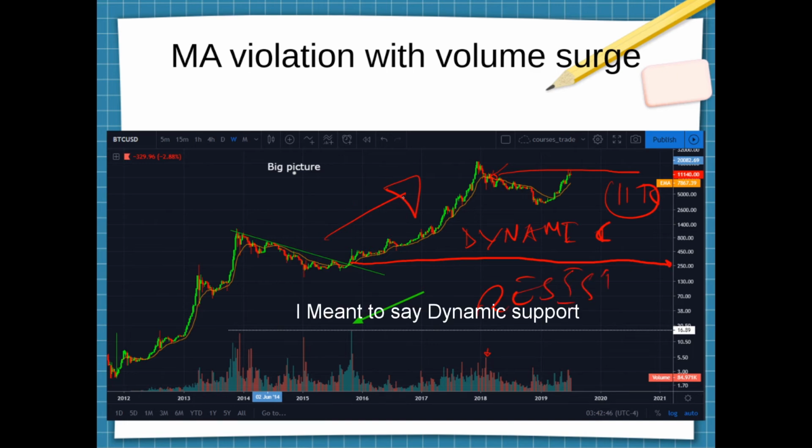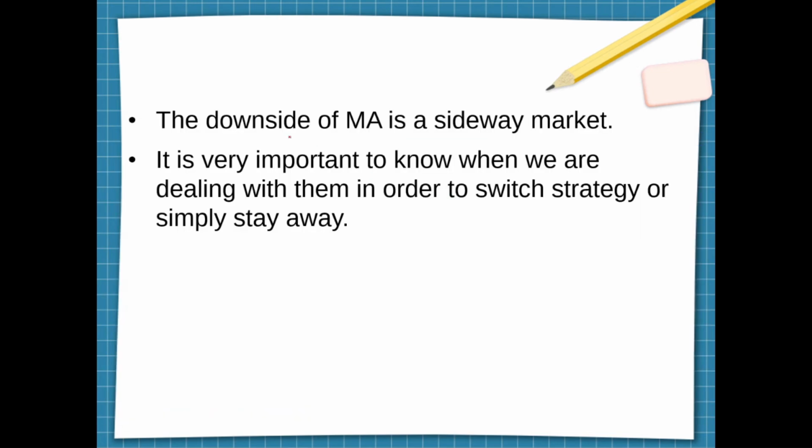This understanding of moving averages alone can make you lots of money in the market. Now, the downside of moving averages, because every time you choose an indicator, you need to know what is the weakness of that particular indicator.